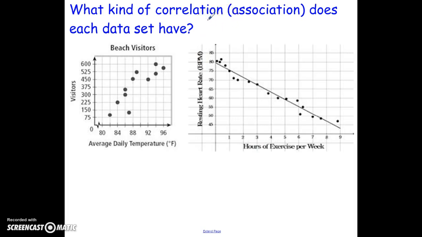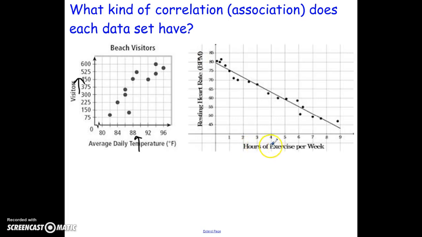And now if we kind of tie it to a situation with the graph, we have an average daily temperature at the beach and we have visitors at the beach. So as the temperature gets higher, the visitors gets higher. So this would be a positive correlation. As this increases, the visitors increases. This is definitely more on the weak side than the strong side because they are a little bit scattered about. But there is a definite association here.